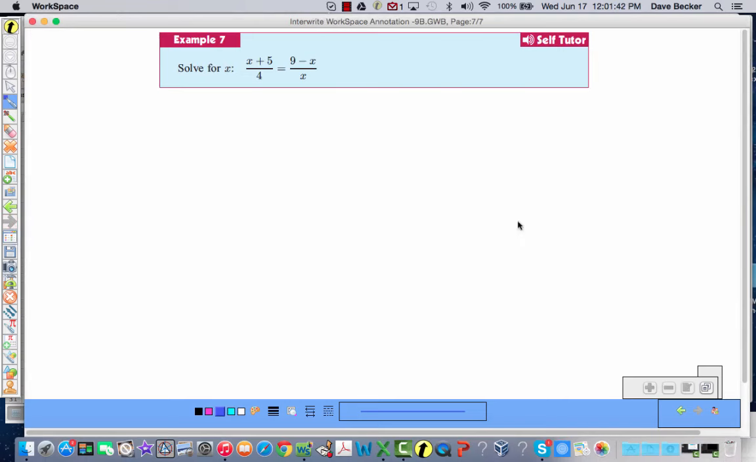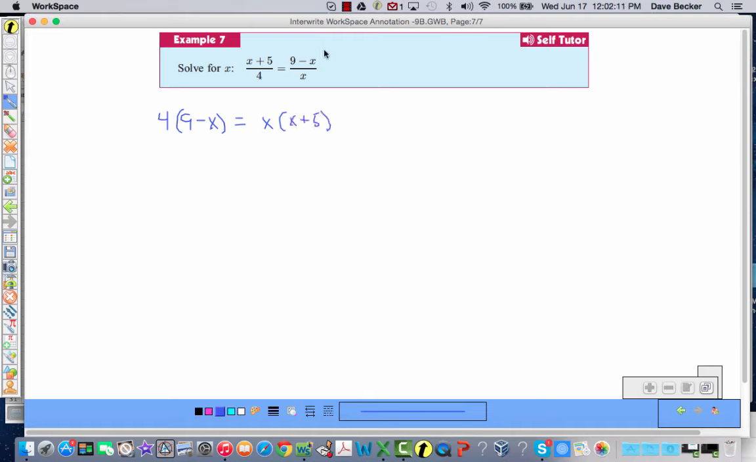All right, last example. Here we're going to solve for x, and this is going to require cross multiplication. What is cross multiplication really? Well, it's really multiplying by the common denominator of both rational expressions here for x. It's just a shortcut for that. It's not some magic thing. So 4 times 9 minus x is equal to x times x plus 5. And let me show you why that's true.